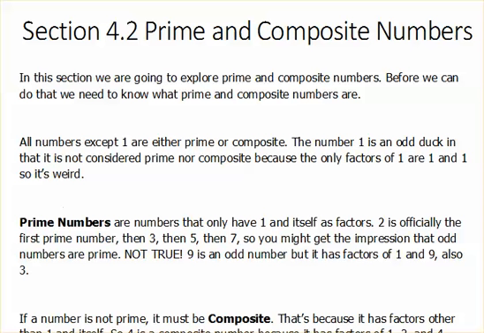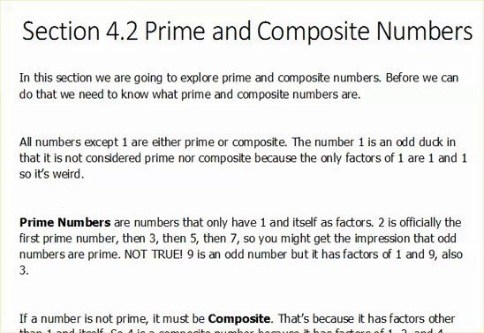So technically, the first prime number is 2, because the only things that you can multiply together to get 2 are 1 times 2, so 1 and itself. And then 3 is a prime number, 5, 7. And if you go along with that pattern, you might get the impression that prime numbers are all odd numbers. Well, okay, part of what I just said is true, but not the backwards of it. All prime numbers are odd. That is true. However, not all odd numbers are prime.